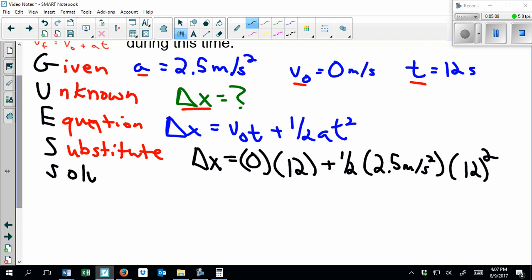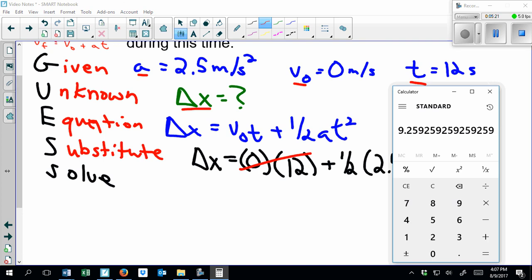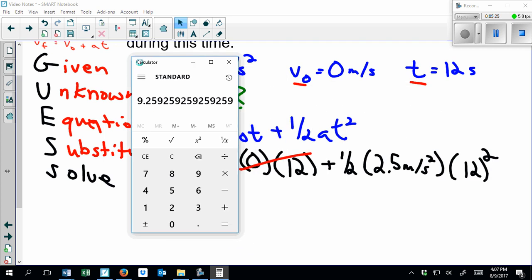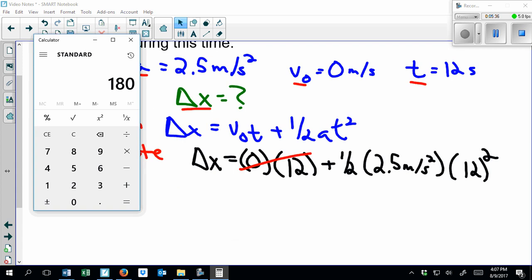And last but not least, we solve our equation that we set up. So if you take those numbers, let's see, we've got this little bit cancels out. So really all we need to do is take, let's see, move that over here. 12 squared is 144 times 2.5 times 0.5 for that half. And we get a distance of 180 meters.